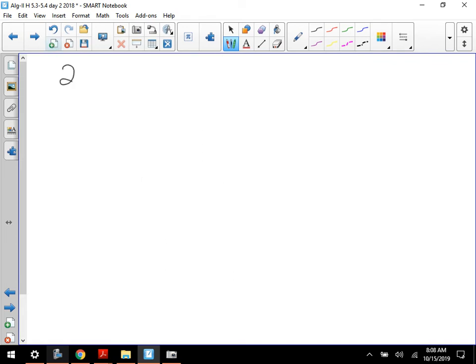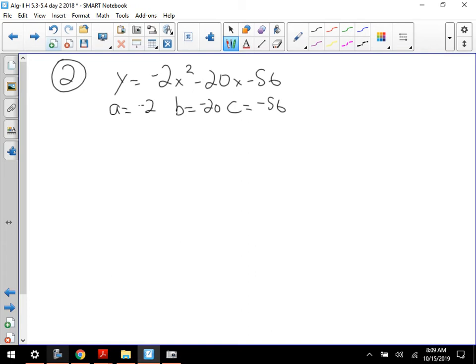Let's go back to number 2. So in this case, it's axis of symmetry, vertex, a couple sets of symmetric twins, things like that. What form is that in? Standard. When you're in standard form, you do A, B, and C. Our A, B, and C in this case are negative 2, negative 20, and negative 56 respectively.